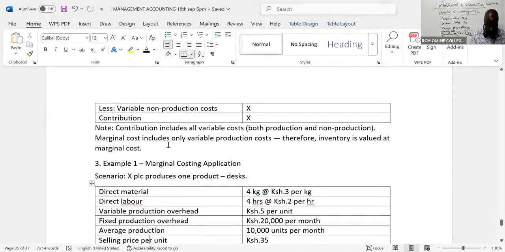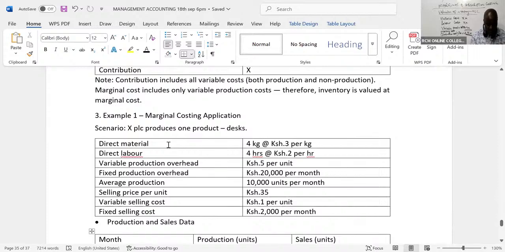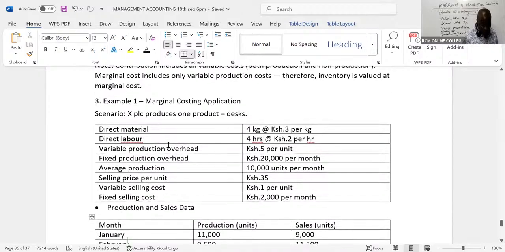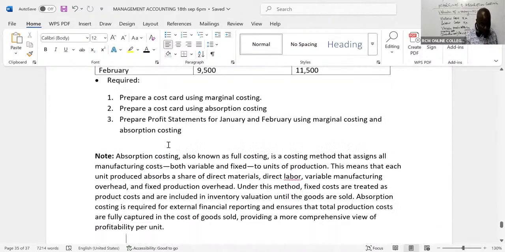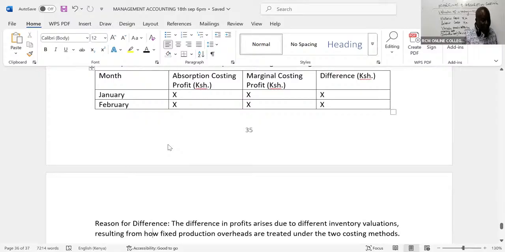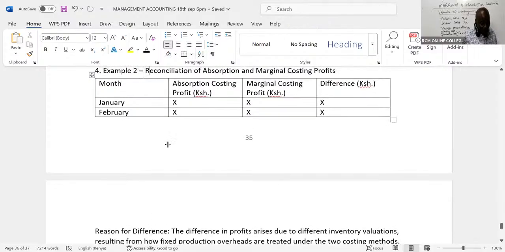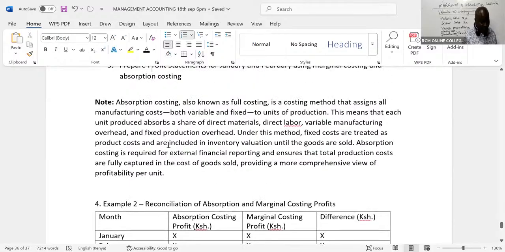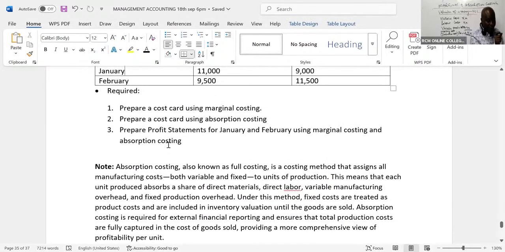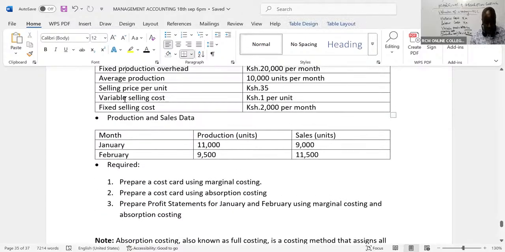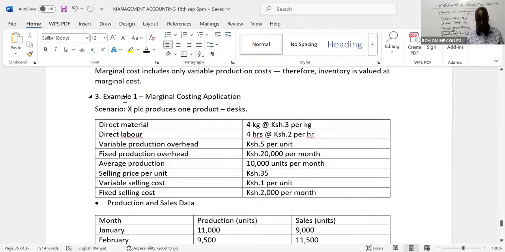So if you scroll that handout, you'll be able to see where they have given us example 1, marginal costing application. This is on page number 35, the one written on the book itself. You know, there will always be two types of page numbers. You will be able to see at the middle there where they have given us a question to do with the marginal costing application scenario.